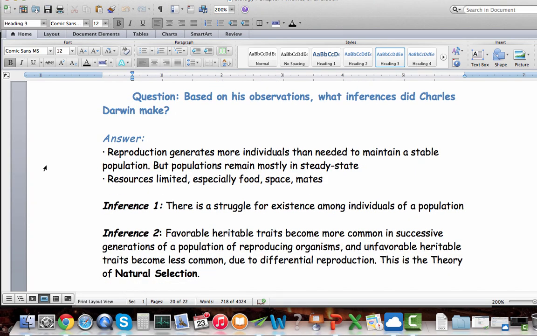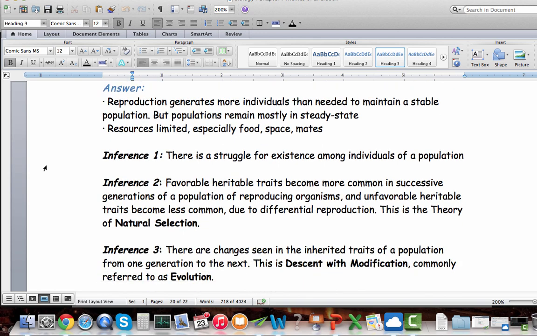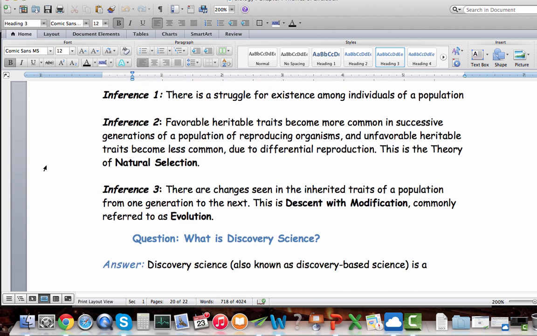Question: based on his observations, what inferences did Charles Darwin make? Answer: the first inference he made is that there is a struggle for existence among individuals of a population. The second inference he made is that favorable heritable traits become more common in successive generations of a population of reproducing organisms. Unfavorable heritable traits become less common due to differential reproduction. This is the theory of natural selection.